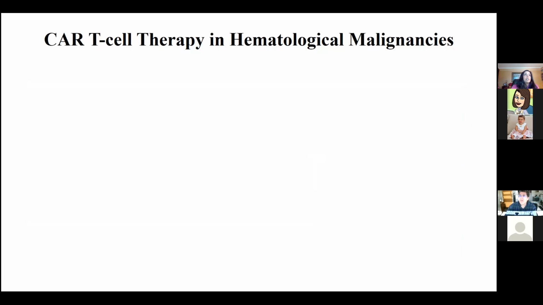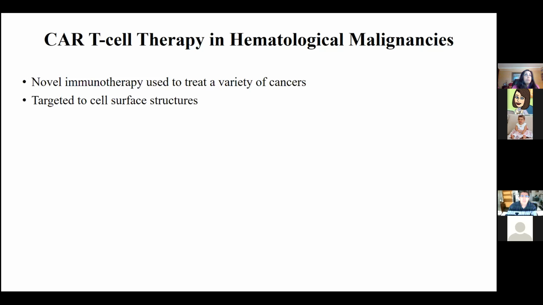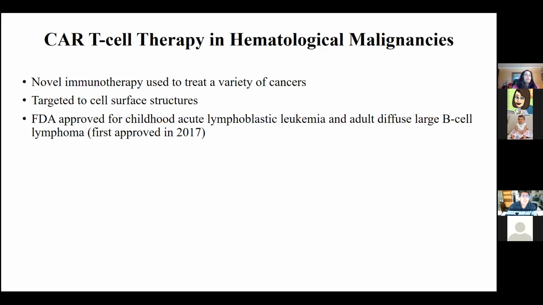So what do we know about CAR T cells and how do we use them? CAR T cells are a novel immunotherapy that's used to treat a variety of cancers, but so far is mostly used to treat hematological malignancies such as leukemia and lymphoma. The CAR T cells are targeted to specific cell surface structures, and the ones that are available commercially right now are targeted to CD19, which is on the surface of B cells. The FDA approved the first ever CAR T cell therapy in August of 2017, and that was the drug Kymriah or tisagenlecleucel, which was approved for childhood acute lymphoblastic leukemia, and then subsequently was also approved for adults with diffuse large B-cell lymphoma.